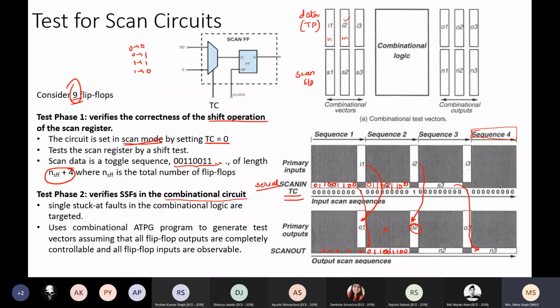We'll solve a numerical based on the use of this scan register, but it will take time, so it will not complete today. So I'll do it in the next class only, so that we start and finish with the analysis in one class. This is all from Bushnell, but the chapter title is Design for Test. It is not with the name of scan registers, but the chapter is Design for Test.